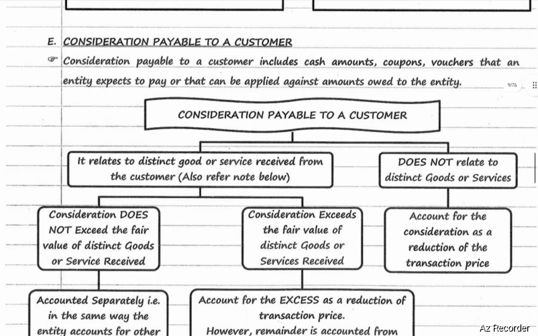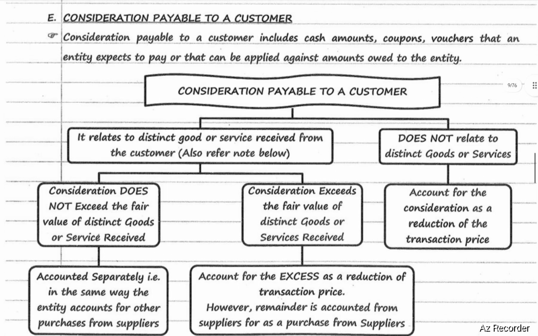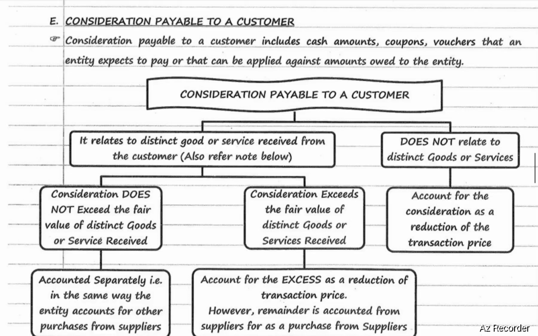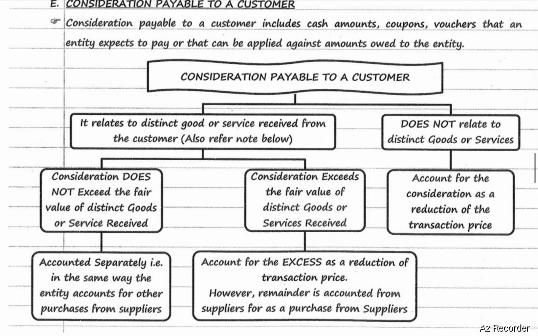Next, consideration payable to a customer. Consideration payable to a customer includes cash amounts, coupons, vouchers that an entity expects to pay or that may be applied against amounts owed to the entity. If that consideration relates to distinct goods or services received from the customer and consideration does not exceed the fair value of distinct goods or services received, then such consideration will be accounted separately. That is, in the same way the entity accounts for other purchase from suppliers.